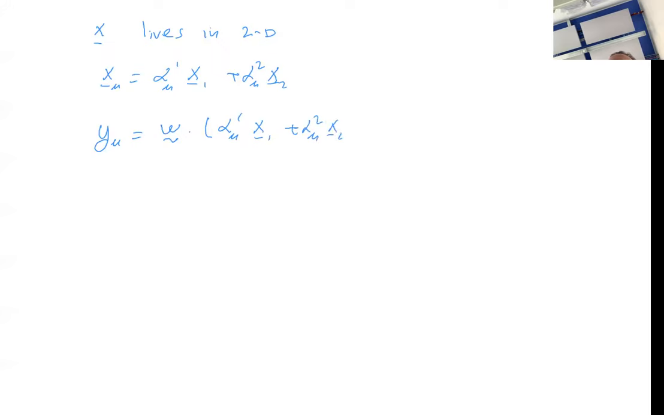Just to be clear about this, we can go one dimension higher. Let's say x lives in 2D. That means x mu equals alpha mu one x one plus alpha mu two x two. We want to fit y mu equals w dot (alpha mu one x one plus alpha mu two x two), which equals w dot x one alpha mu one plus w dot x two alpha mu two. And so we really now only need to find two parameters.